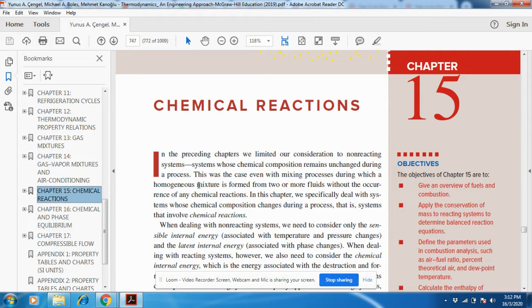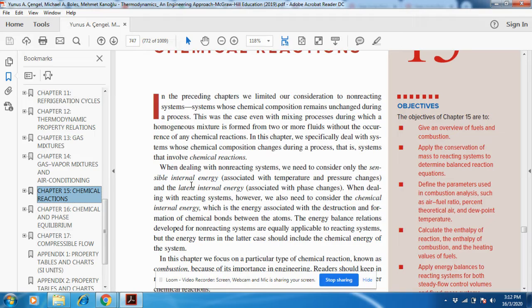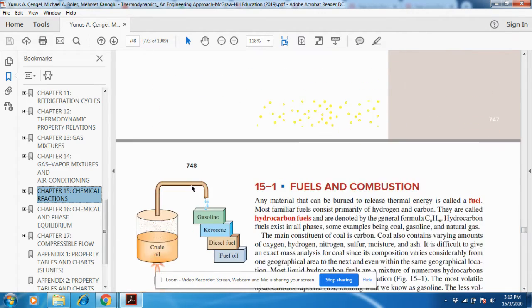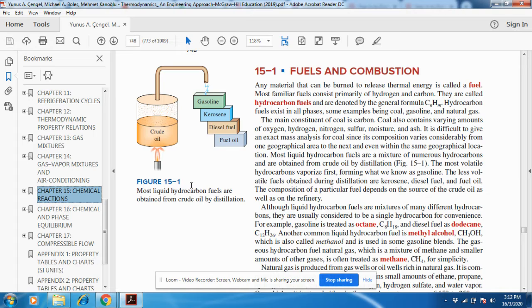Chapter number 15 of the book has the title Chemical Reactions, and we are going to follow this discussion for the purpose of a combustion process. All of us are well familiar that there are many systems in which we make use of thermal energy. One quite familiar component which makes use of thermal energy for the production of mechanical energy is the device called a heat engine.